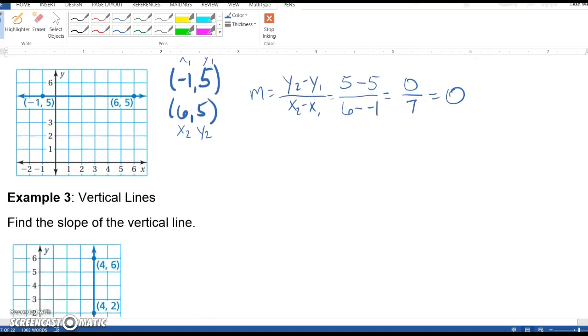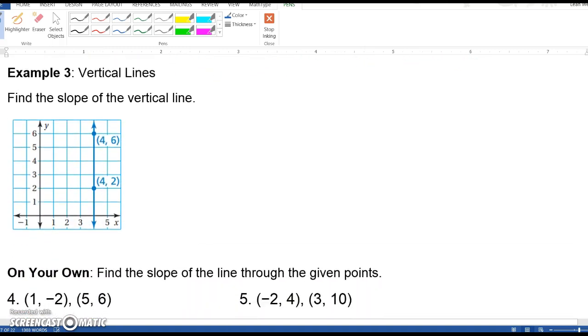Let's try it again. This vertical line, you should already know that the slope of this line is undefined. The Slope Dude just skied over and skied off that cliff. He was like, undefined. So let's call this the 4, 6.